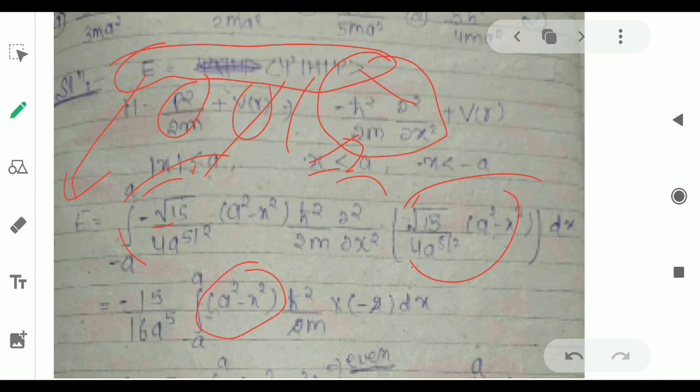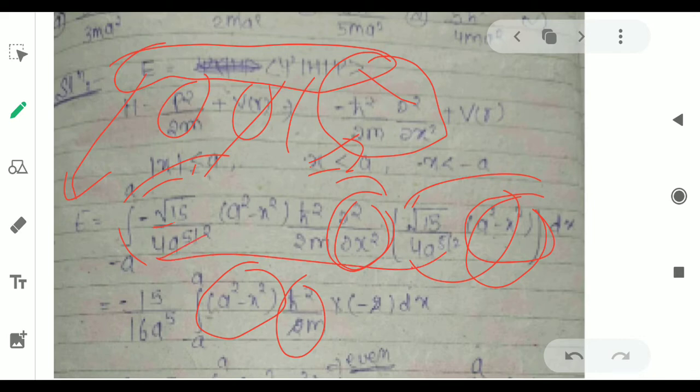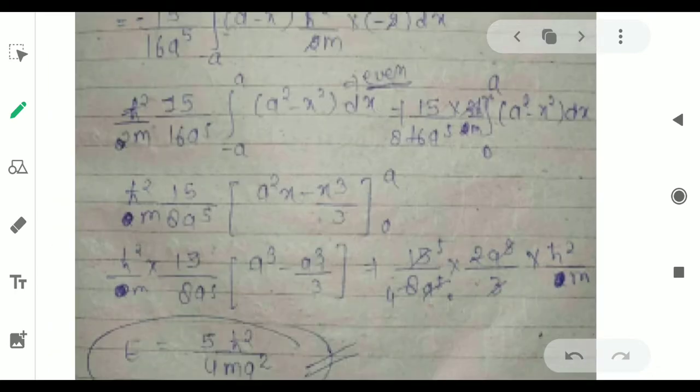Here we have a square minus x square, then h-bar square upon 2m into the double derivative of a square minus x square. A square is a constant, so its differentiation is 0, and the double derivative of x square is 2. Here we will only have minus 2, with a negative sign. So 2 will be cancelled out with 2, and we take h-bar square upon 2m common. Now here we have only the integral of a square minus x square dx.